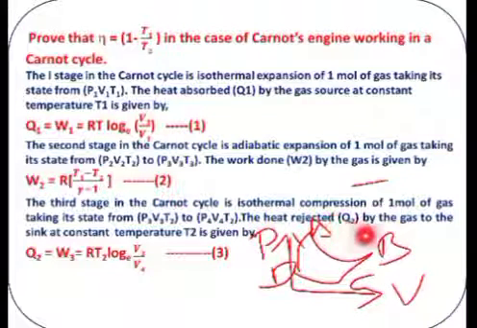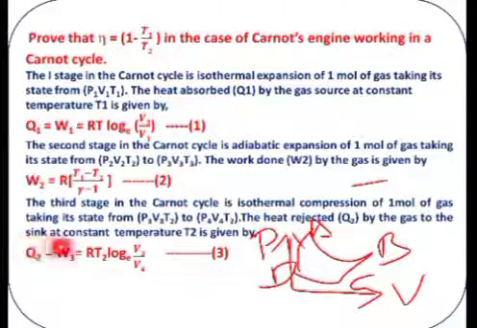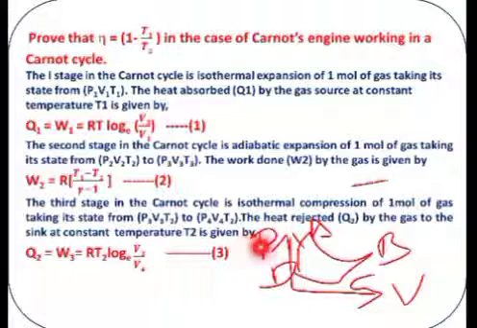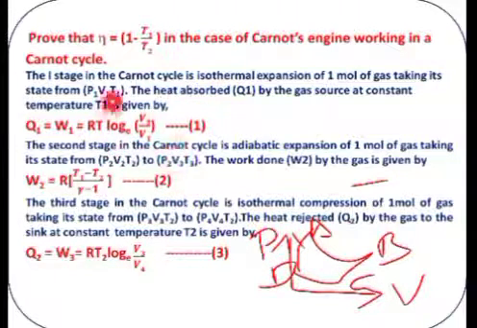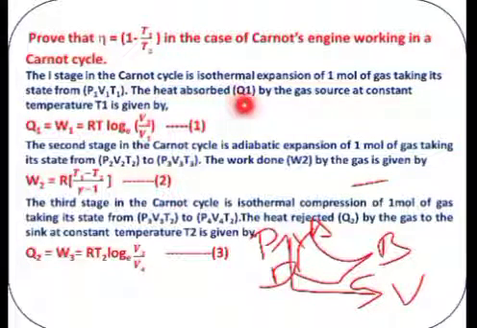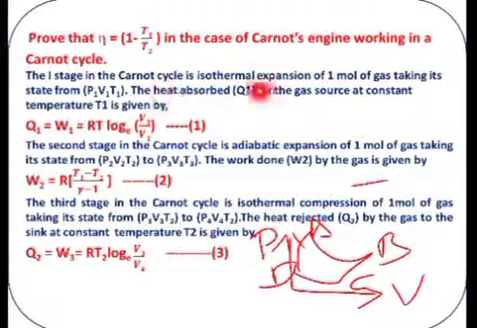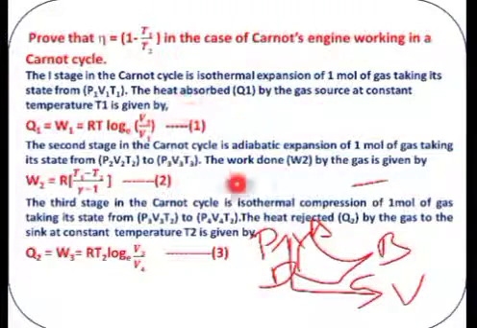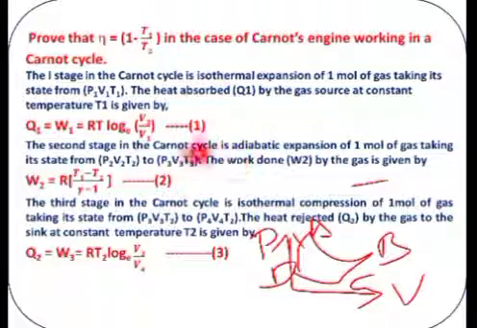The heat rejected Q2 by the gas to the sink at constant temperature T2 is given by, when we keep the working substance on the source, definitely the heat is more, temperature goes on increasing. When we keep that working substance from the source to the sink, there is a decrease in the temperature. How much decreased we don't know, so we denote that temperature by T2, and the rejected heat is Q2.